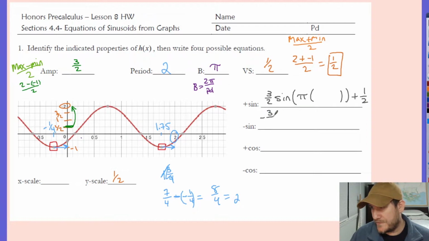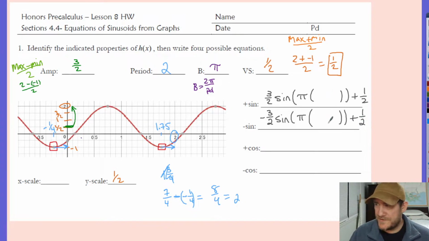We're going to use this same amplitude every single time, this same b value because they all have the same period, this same vertical shift. The only thing that's going to change is these phase shifts. So we're going to go 3/2 cosine. We're going to go pi something plus 1/2.